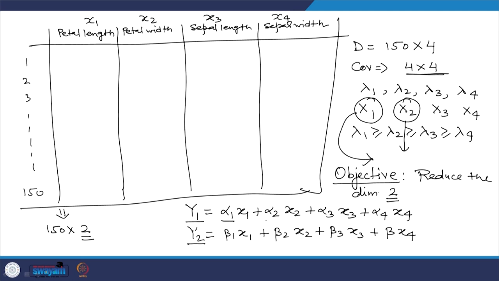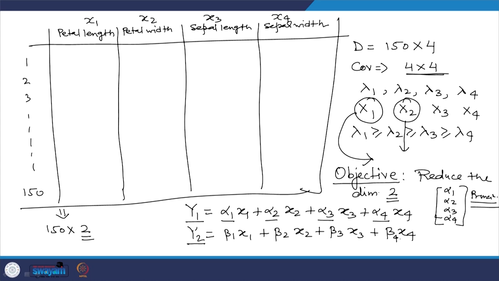Now, what are these alpha 1, alpha 2, alpha 3 and alpha 4? They are nothing but your principal eigenvector, okay, the eigenvector corresponding to the biggest eigenvalue of the covariance matrix. And similarly, beta 1, beta 2, beta 3, beta 4 will be the eigenvector corresponding to the second largest eigenvalue, okay.